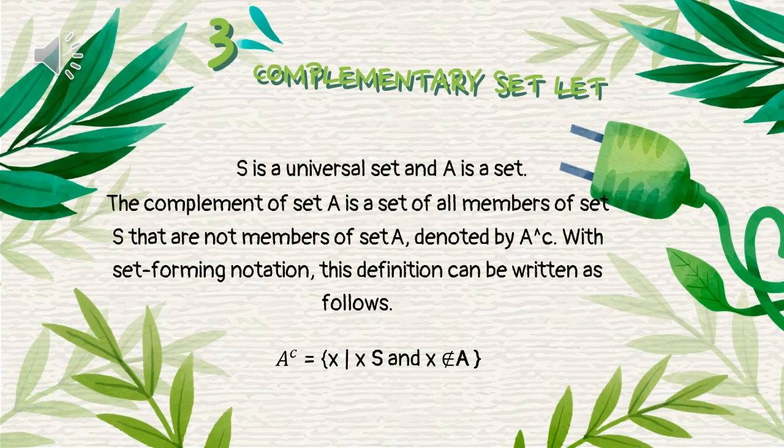The third is complementary sets. Let S be a universal set and A be a set. The complement of set A is the set of all members of set S that are not members of set A, denoted by A complement. With set-builder notation, this definition can be written as follows: A complement is {x | x ∈ S and x ∉ A}.